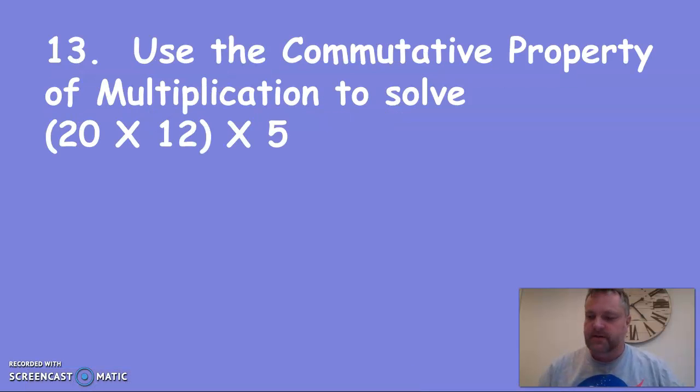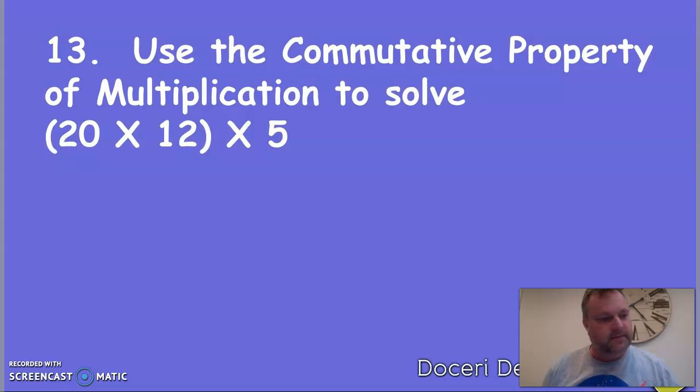Okay, let's move on to number 13. 13 is asking us to use the commutative property. They want us to solve 20 times 12 inside of the parentheses times 5. Now remember, the commutative property means I do not need to multiply in any particular order. As long as all I'm doing is multiplying, I don't have to do it in any particular order. I can move the parentheses around, or I can move the order of the numbers.